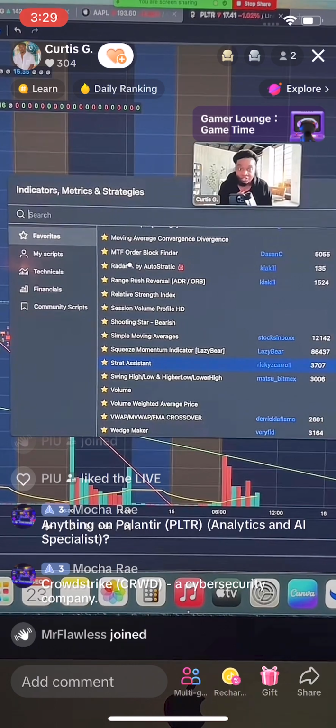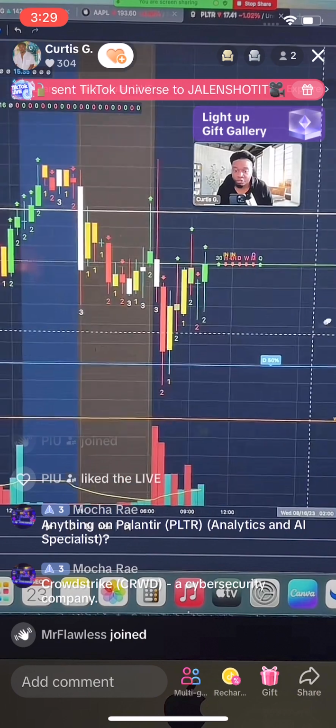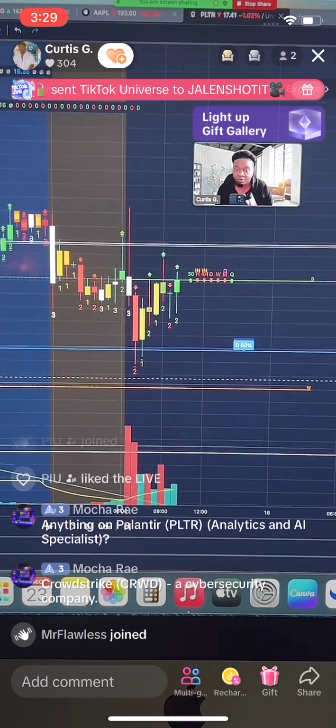This is all for the newbies. This is for the noobs. So let's just take a look. All right, so now I got my primary indicators on that I normally would use to help give me some guidance on how I would trade.